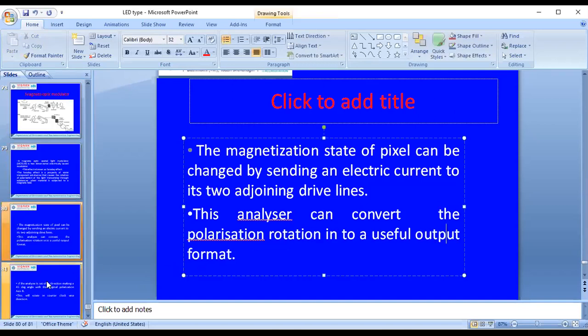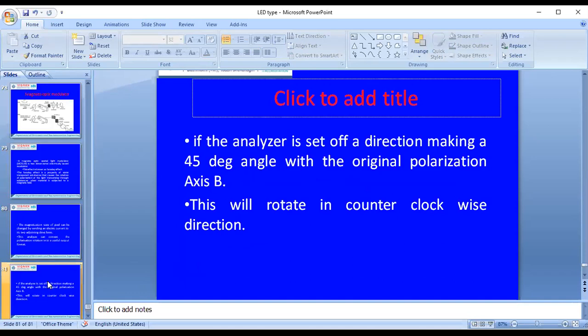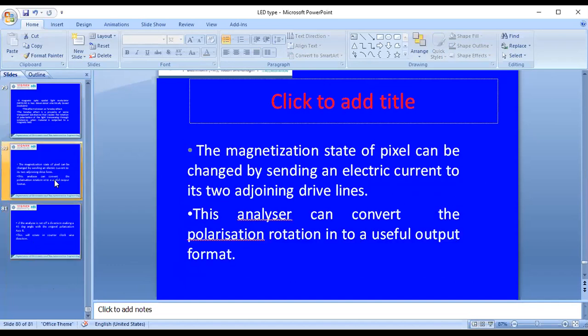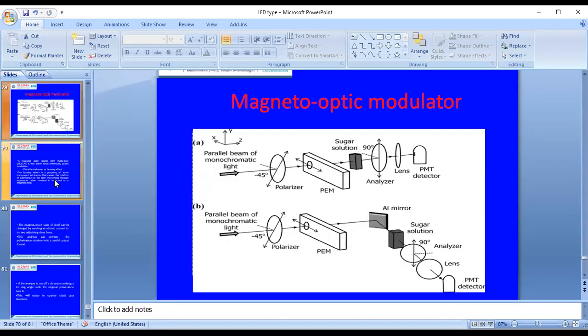Here the output will be in different types of formats we can consider. If the analyzer is set off in a direction making a 45 degree angle with the orientational polarization B, this will rotate in a counterclockwise direction only. Here, you can observe the magneto-optic modulator will be working with the polarization changes only.